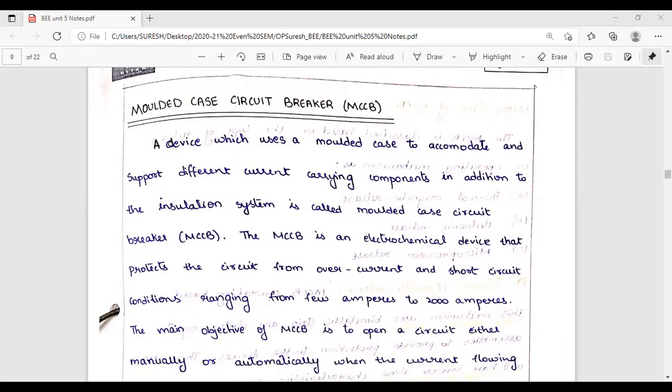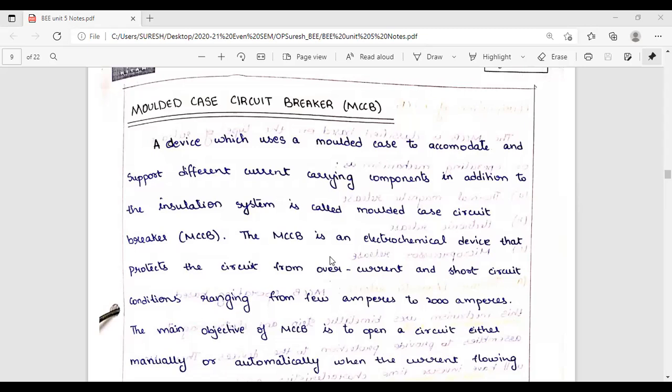Okay. Can anyone tell what I have explained until now? Excessive current. It will protect the equipment from overcurrents. That is the first point. MCB does the same thing. It will protect our equipment from very high currents. That is the first point.